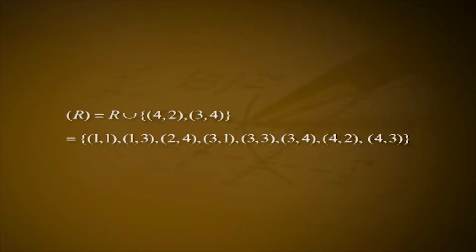And symmetric of R is equal to R union the set consisting of ordered pairs (4, 2) and (3, 4). That is equal to the set consisting of the ordered pairs (1, 1), (1, 3), (2, 4), (3, 1), (3, 3), (3, 4), (4, 2) and (4, 3).